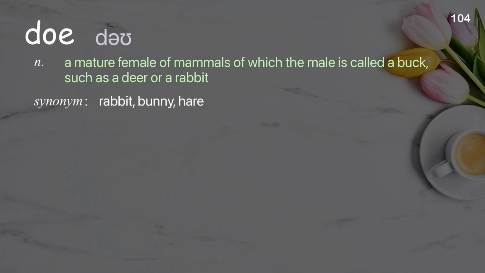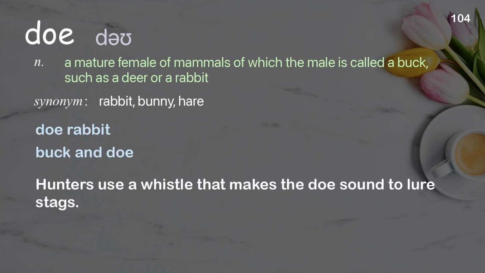Doe. A mature female of mammals of which the male is called a buck, such as a deer or a rabbit. Examples: doe rabbit, buck and doe. Hunters use a whistle that makes the doe sound to lure stags.